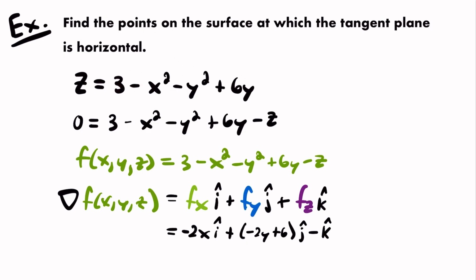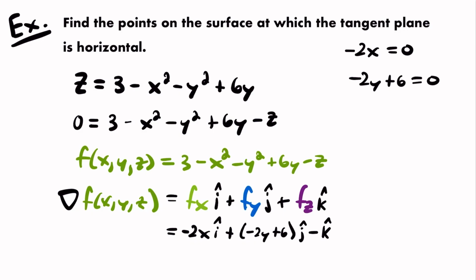But now remember our goal here. We want to find any points where the tangent plane is horizontal, which means that the normal vector will have an x and y component of 0. Okay, so we want to see when that happens. So set both of the x and y components equal to 0. So for the x component, we have negative 2x equals 0. And for the y component, we have negative 2y plus 6 equals 0.